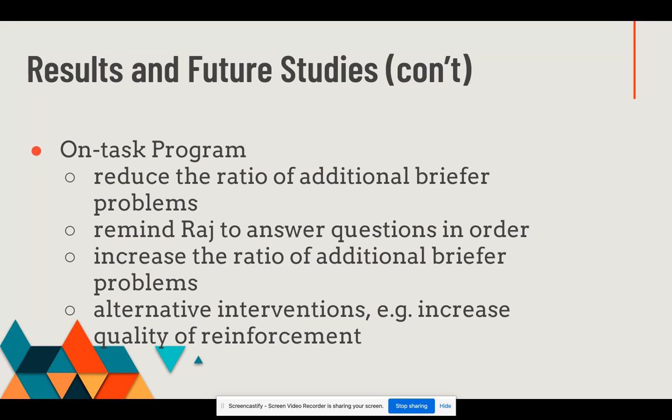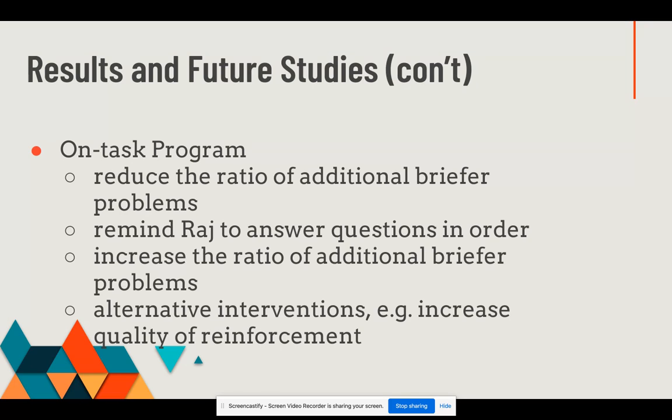In terms of the on-task program, if we can see a good increase in his on-task behavior, it means the program works. So the next step, we can reduce the rate of additional briefer problems. For example, the current ratio is one additional briefer question after every 3 original questions. So the next step, we can reduce it to one additional briefer question after every 6 original questions.